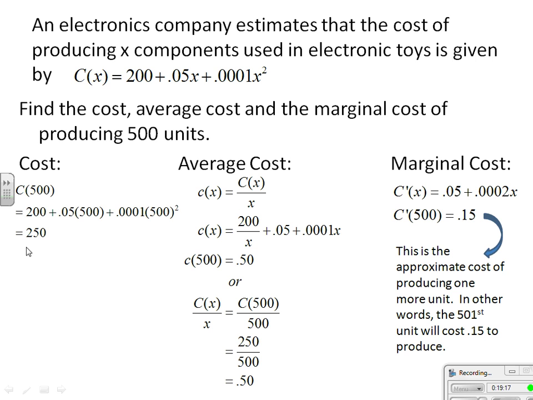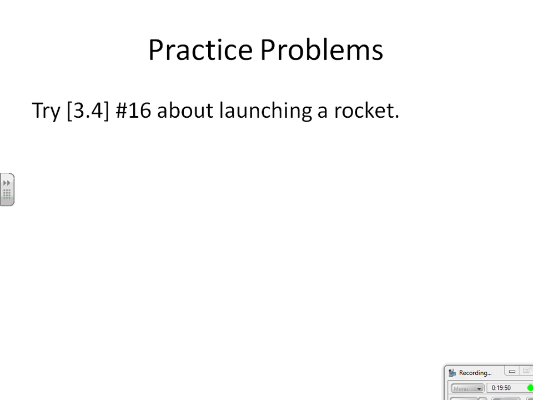Now, again, the average cost is 50 cents an item when you're producing 500. If I produce 1,000, I would expect my average cost to go down because that next item is cheaper than it is to produce the one before. Hopefully that makes a little bit of sense to you. So the 15 cents is actually how much it would cost to produce just that one next component that happens to be the 501st item. Okay, much less than the average.